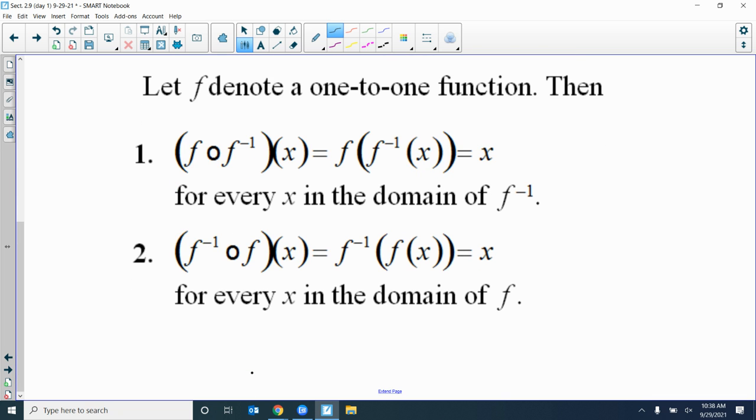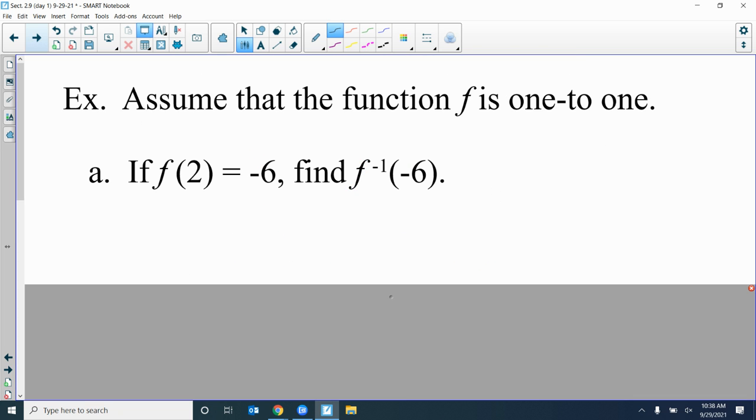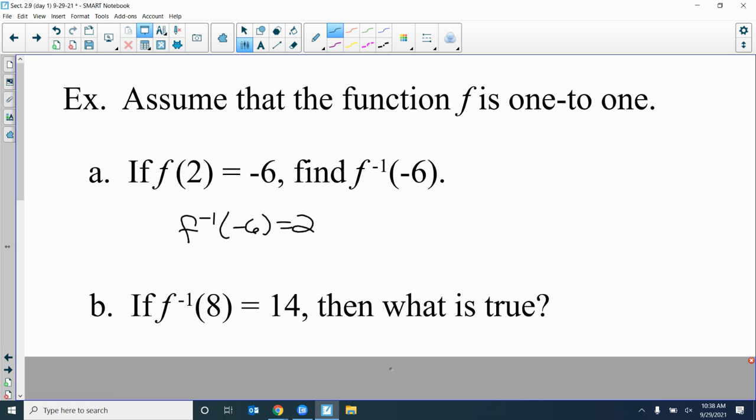So just applying some quick principles here. If f of 2 equals -6, then I got a little bit different here. Same idea. What's f inverse of -6 equal? Dakota? 2. You with us? All right. So f inverse of -6 equals 2, what we talked about earlier.